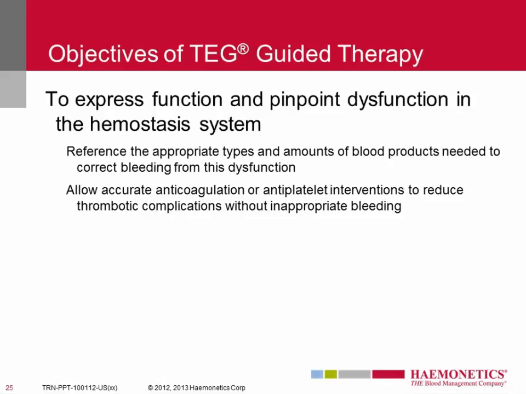Objectives of TEG-guided therapy: to express function and pinpoint dysfunction in the hemostasis system, and act as a reference for the types and amounts of blood products needed to correct the bleeding from dysfunction. It allows accurate anticoagulation or antiplatelet interventions to reduce thrombotic complications without inappropriate bleeding. So we can actually identify on a TEG tracing how a patient may or may not need antiplatelet therapy.